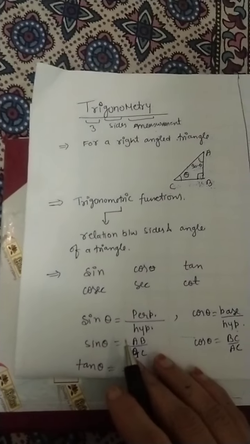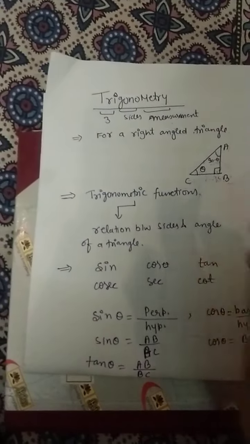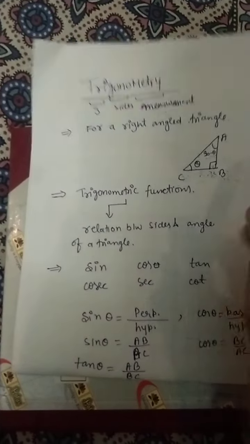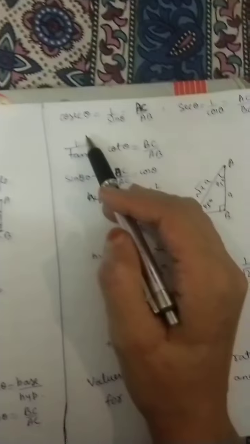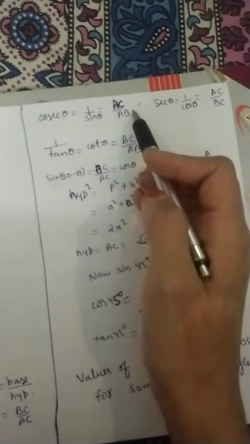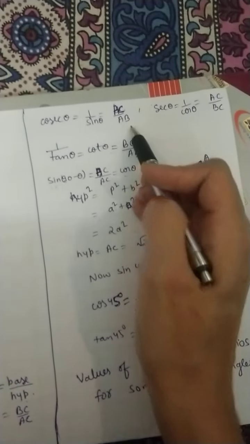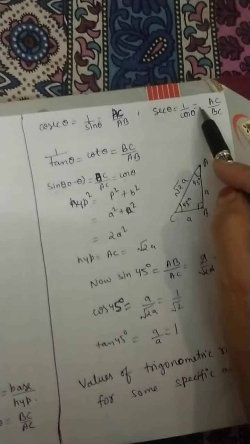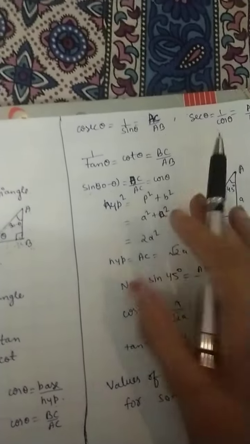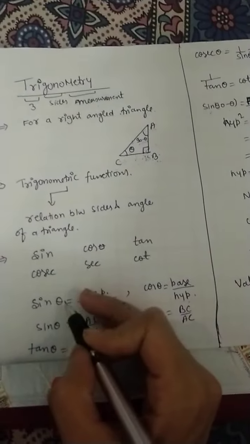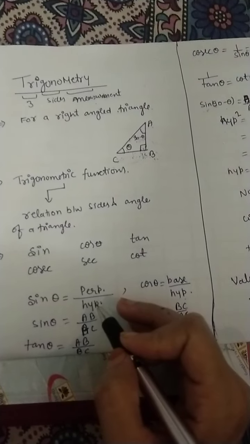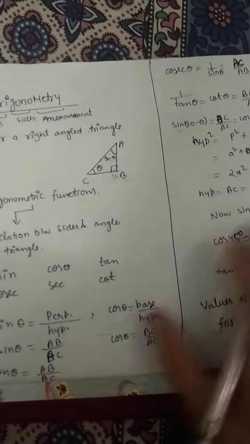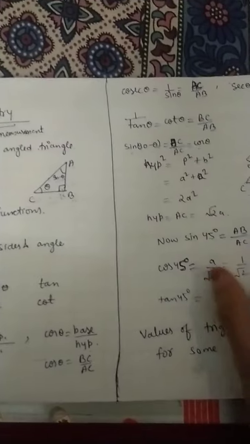Tan theta is defined as perpendicular upon base. Perpendicular is AB and base is BC. Cosec theta can be given as 1 upon sin theta. So it will give the value of AC upon AB. Sec theta is 1 upon cos theta. So it will become AC upon BC, and 1 upon tan theta is cot theta. So if you know just one angle and one side, you can calculate other sides of a right angle triangle with the help of trigonometric ratios.